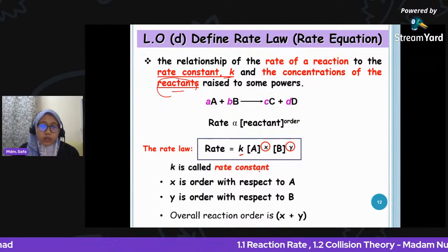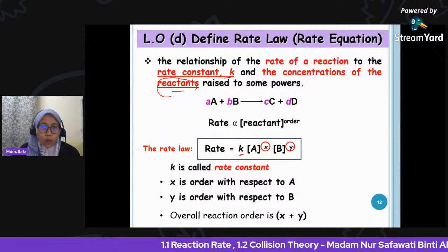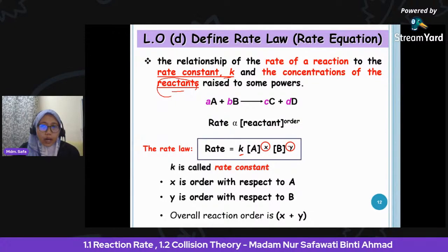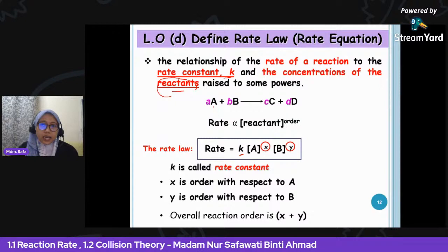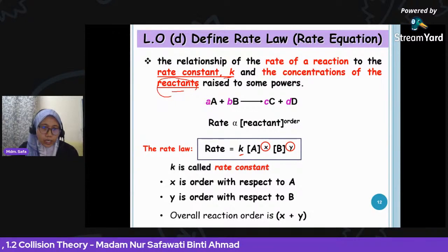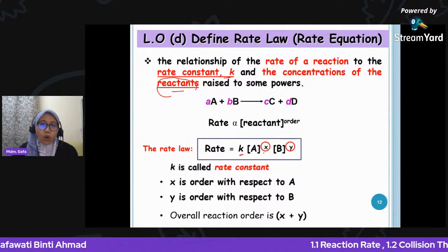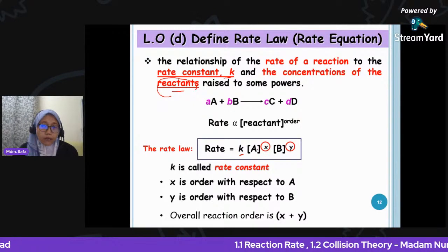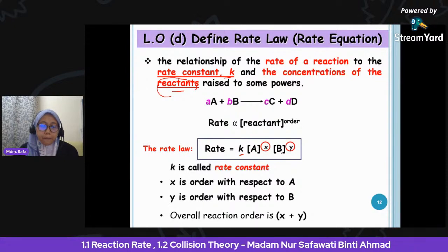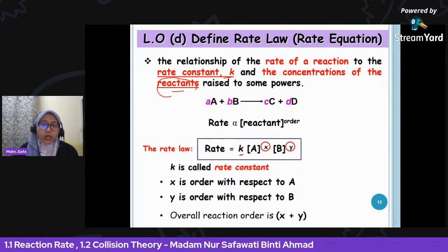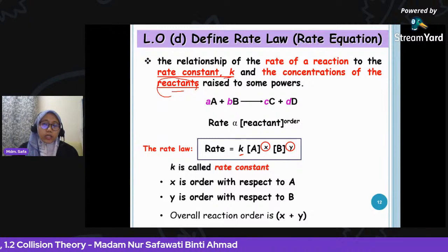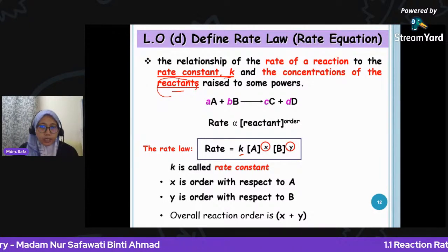So K is the rate constant. So what is X? What is Y? Okay, X and Y tak ada kaitan dengan coefficient, stoichiometric coefficient ni. Okay, so X and Y adalah order. X adalah order for the compound A, and then Y is the order of B. Okay, so dia punya reactant dia ada order masing-masing. Boleh jadi sama, boleh jadi berbeza.